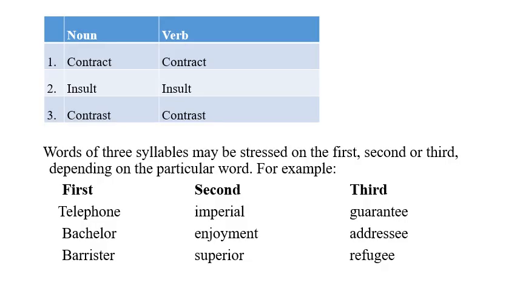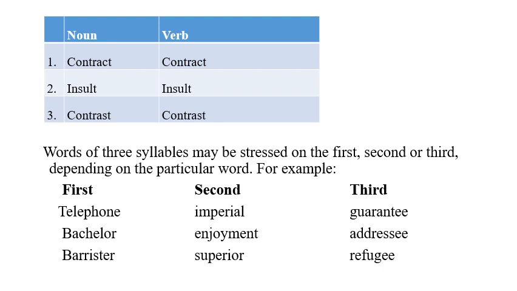Now, contract as a noun. Contract as a verb. Insult as a noun. Insult as a verb. Contrast as a noun. Contrast as a verb. So words of three syllables may be stressed on the first, second, or third syllable depending on the particular word.